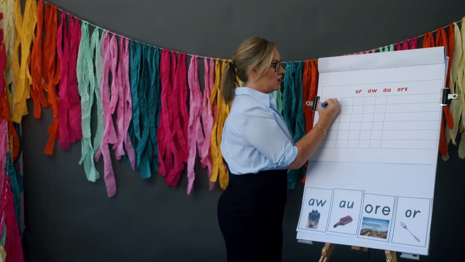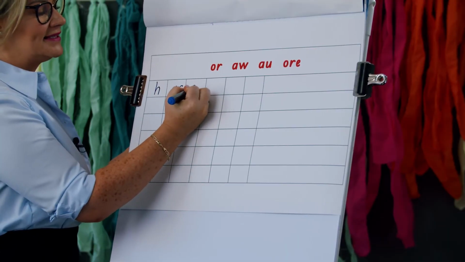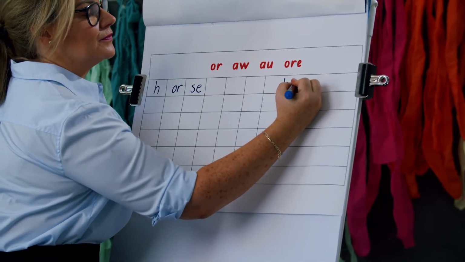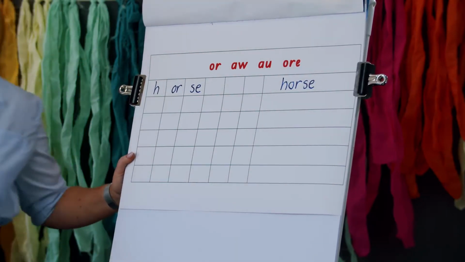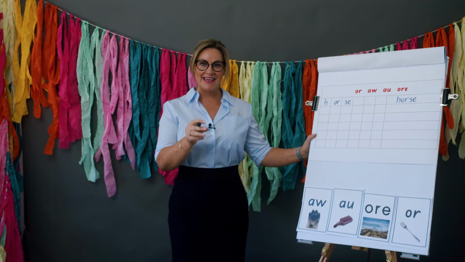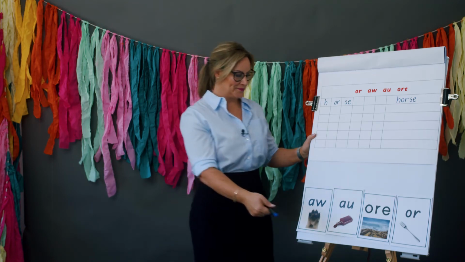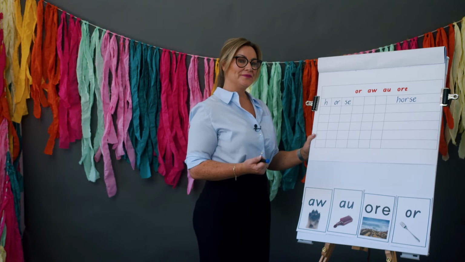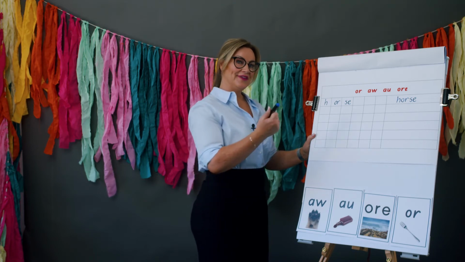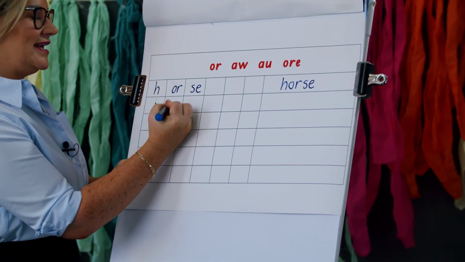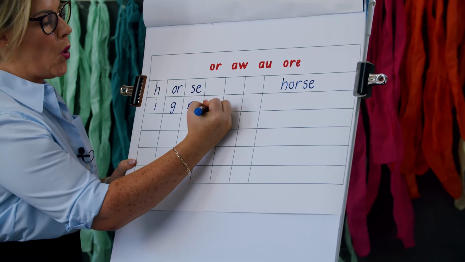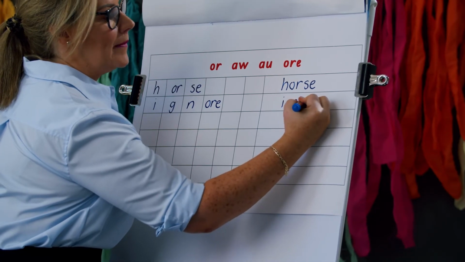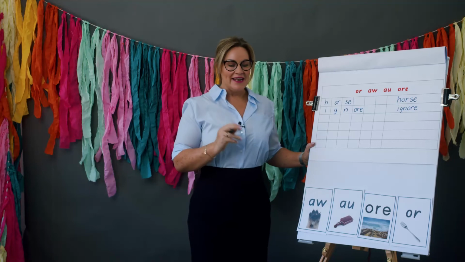Horse. Or s. Word. Horse. Excellent. Next word, ignore. That was one from yesterday. This spelling, ignore. Have a go. Now check your work as I write. Or. Right? Ignore. Excellent.